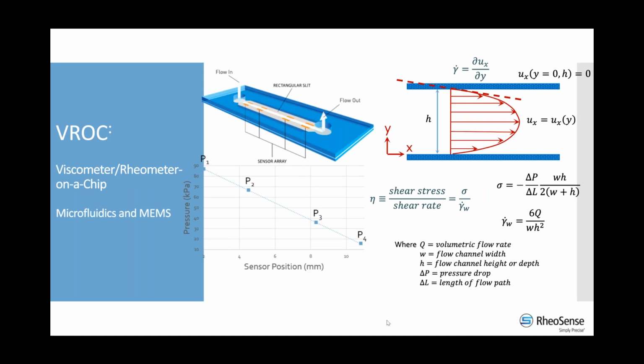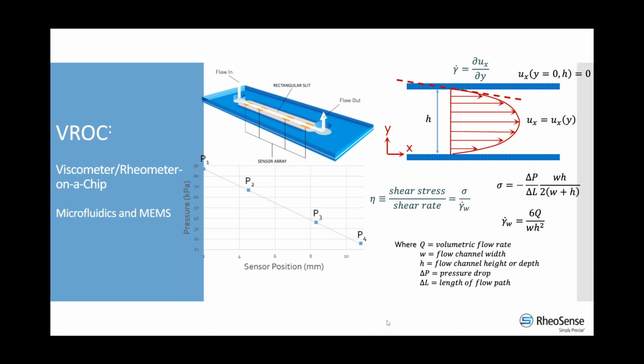With that in mind, I want to talk to you a little bit about our technology that we use for measuring viscosity. Since we have had a full review of our technology in our previous webinars, I'm just going to go over a quick overview of this technology. Our technology is called VROC technology, viscometer rheometer on a chip. That is basically a combination of microfluidics and MEMS, or microelectromechanical systems.